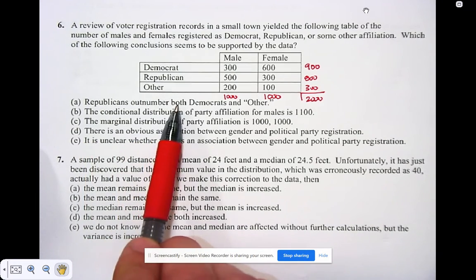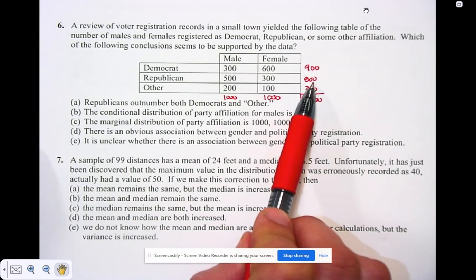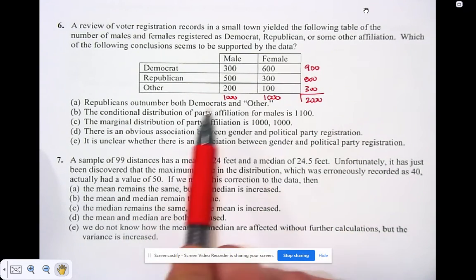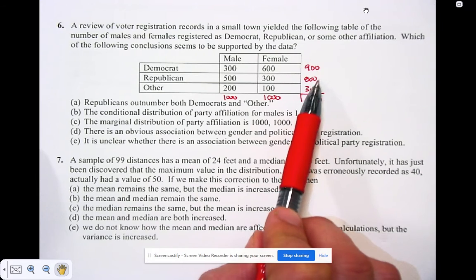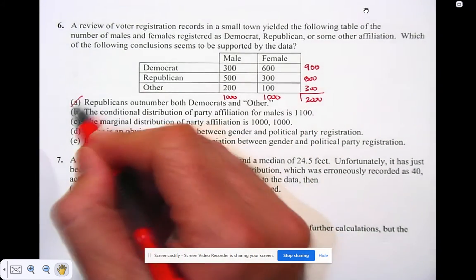Republicans outnumbered both Democrats and others. Well, the total Republicans was 800. Is that bigger than Democrats and other? Democrats and other adds up to 1,200. So that's not true.